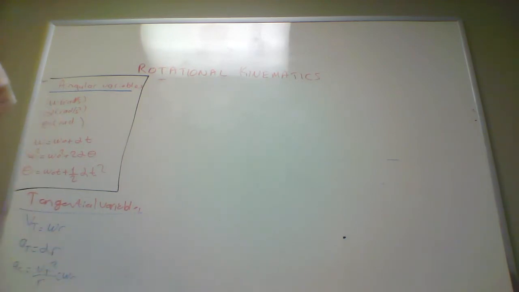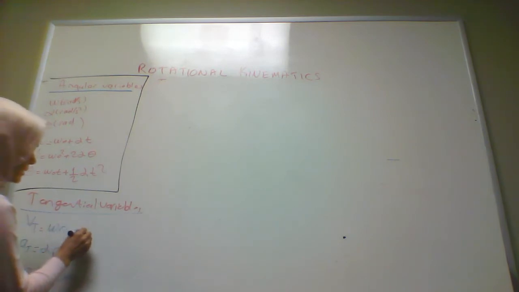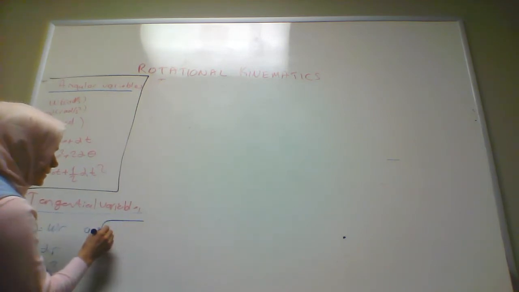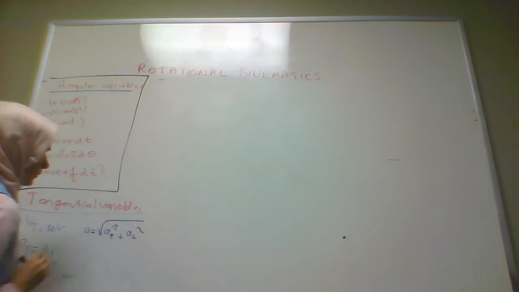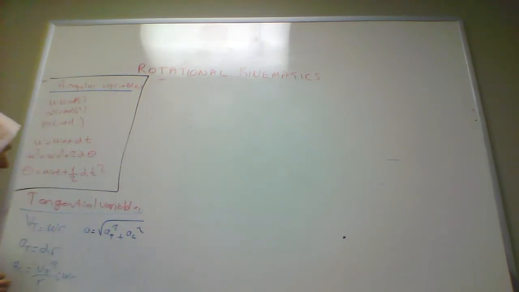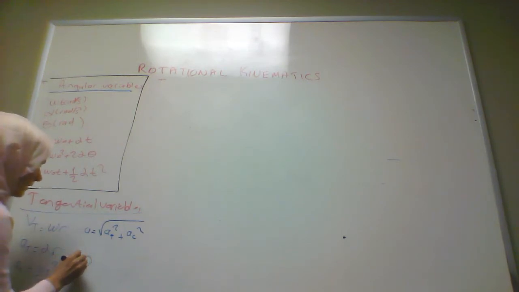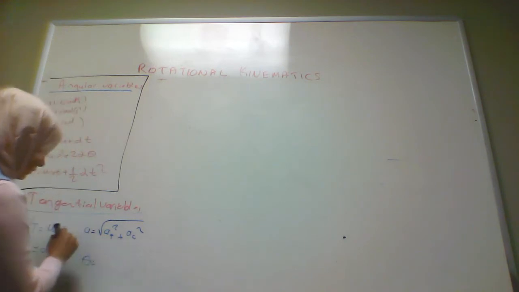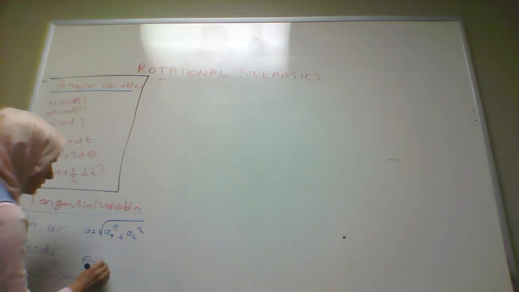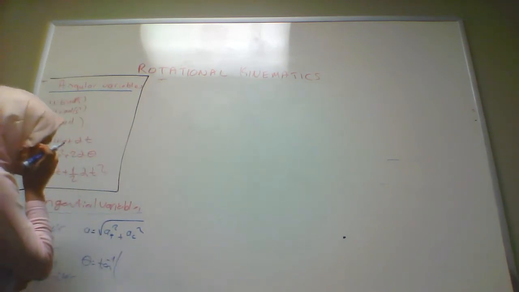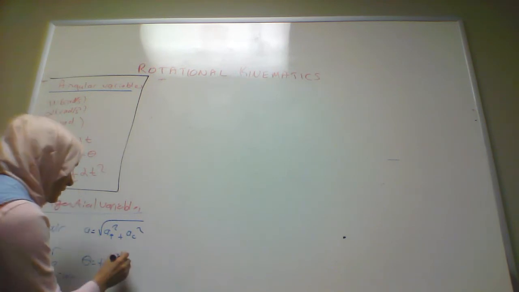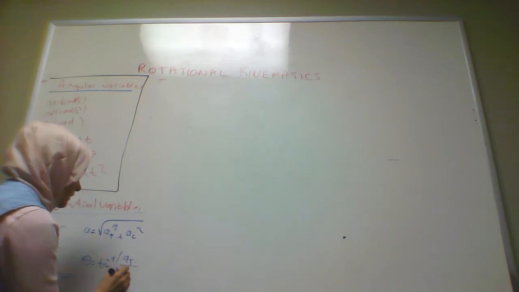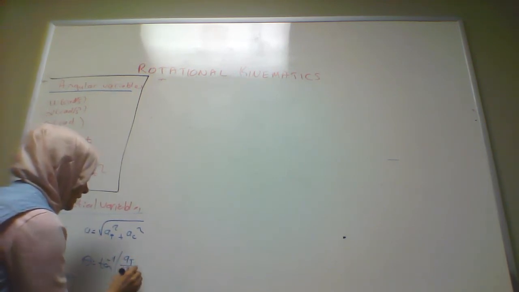And another thing we learned is that the total acceleration will be the square root of A tangential squared plus A centripetal squared. And let me also show you that the angle between R, the radial direction, and the total acceleration is equal to tangent inverse. This is not an equation, this is just a trigonometric fact. But let me also put this in here, AT over AC.